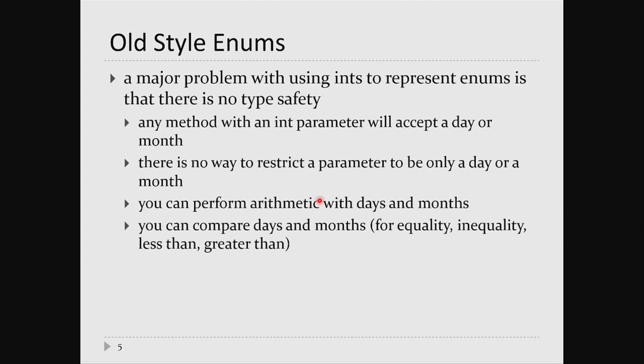So when you write your method, it's going to have a parameter whose type is int, even though the intent is to only pass in days. You can do weird things like perform arithmetic, so I can take January plus April or something like that. And then you can compare days and months. Now that's not so bad, you might actually want to do that. You might want to say Sunday comes before Monday, and so comparing things is not so bad.